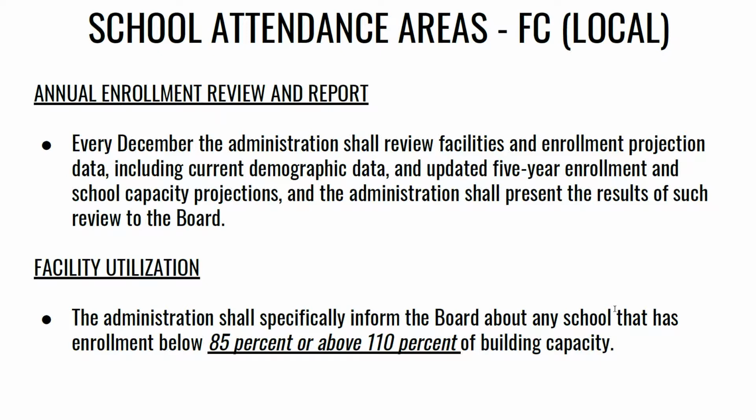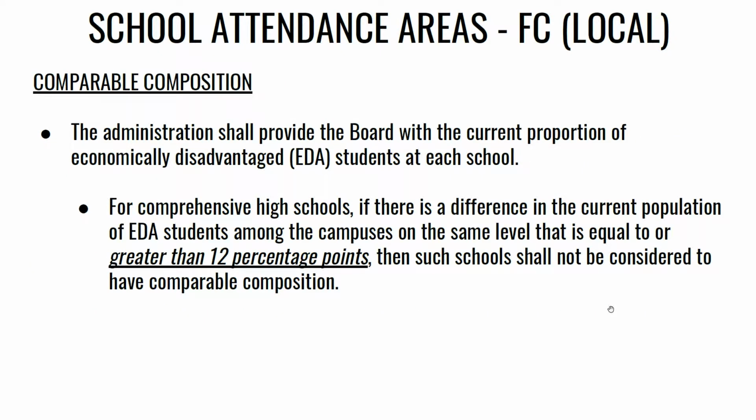So we took that Templeton projection enrollment data and I applied the facility utilization parameters from FC Local to that, and also the comparable composition. We would take a look at that at each of the different levels of the campuses. In this particular situation, I'm citing the high school, where we were looking for comparable composition of less than 12 percentage points. So that was a part of our December enrollment review.